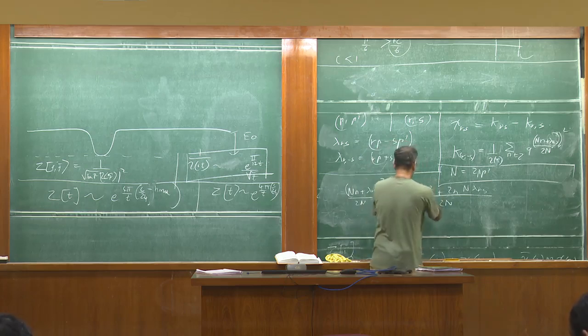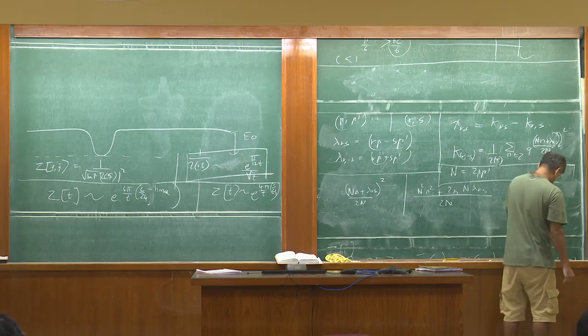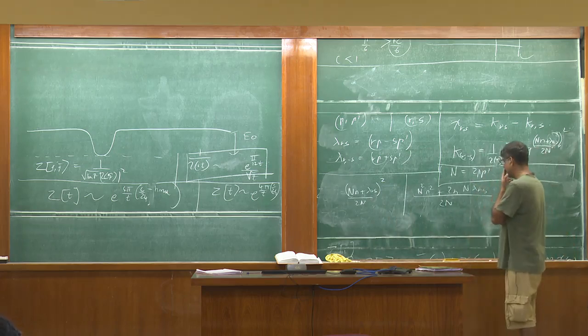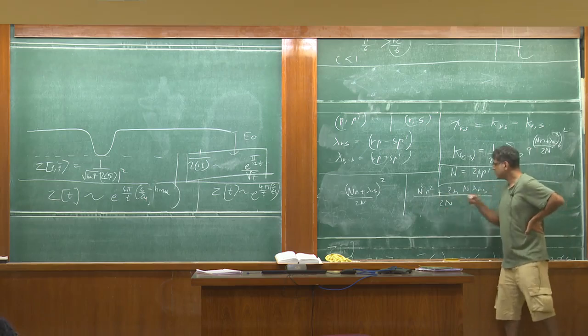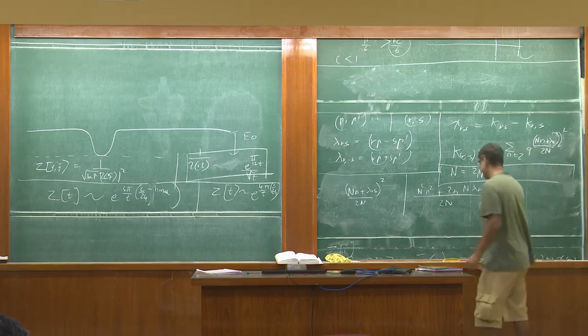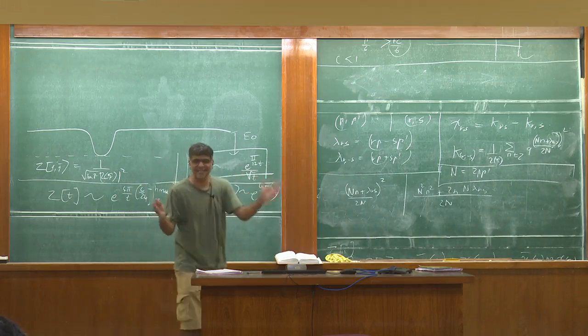Now, p and p' were relatively prime. This is clearly an integer. Could be a half integer, but there's something I'm missing. N is 2pp'. Perfect. Excellent. So N is 2pp', therefore that is also an integer. Okay, so the differences are integers.